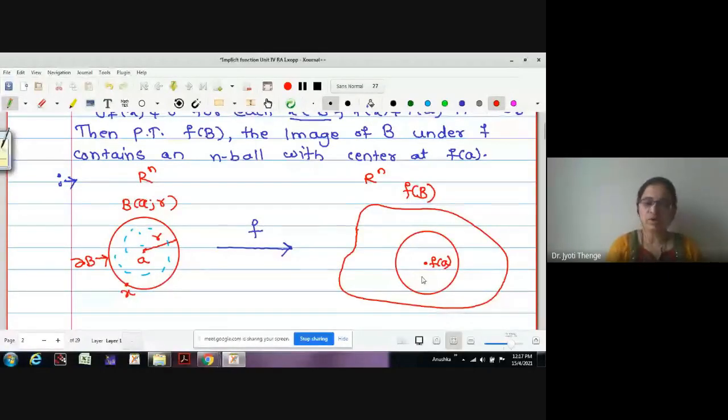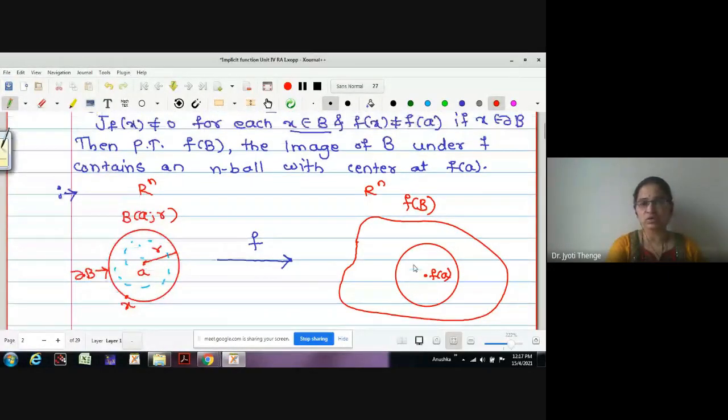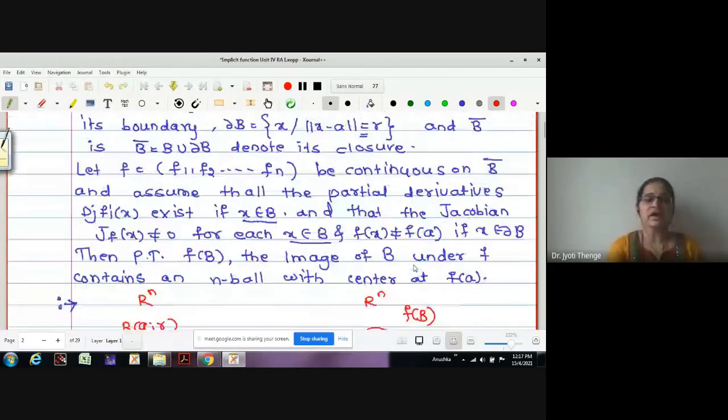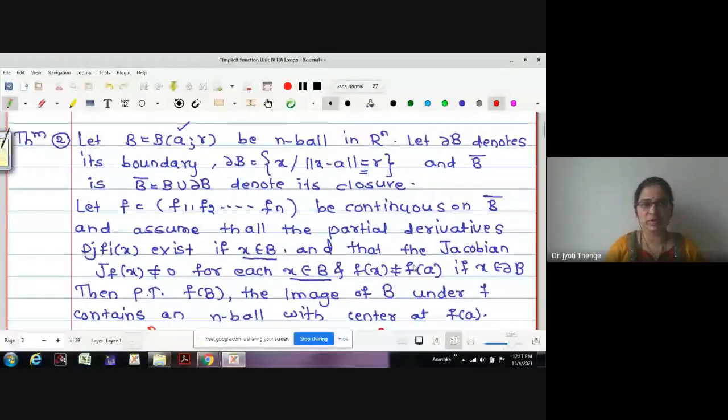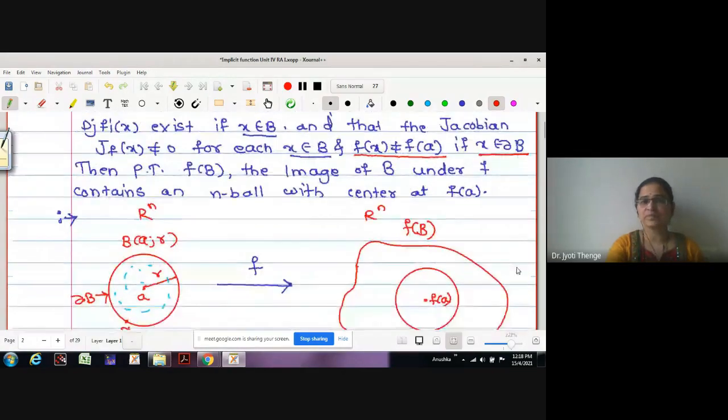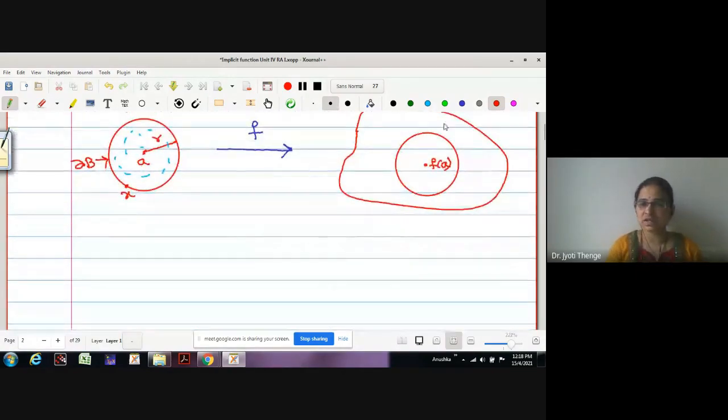Now, in order to prove this, let us try to use all the things one by one. F is given to be continuous on B bar. Also, it is given that F is differentiable on B. Also, it is given that the Jacobian determinant is non-zero on B. The last point here, it was mentioned that f of x is not equal to f of A if x belongs to ∂B. We will try to understand the meaning of this statement.